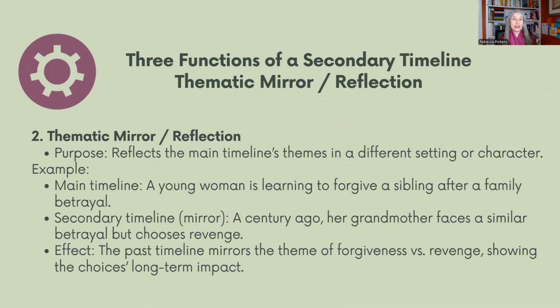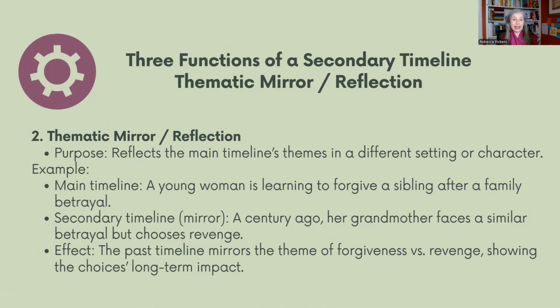The second type of timeline you may want to play with is the thematic mirror or reflection timeline. And the purpose of this is to reflect the main timeline's themes through a different setting or a different character. By getting to experience a storyline through the eyes of somebody different, we glean new understanding. It deepens our understanding. It may make us think about something in a different way than we're able to by simply having that primary timeline. So this is a really fun thing to play with, and it's a great way to really drive home key messages of your story. So here's an example to look at.